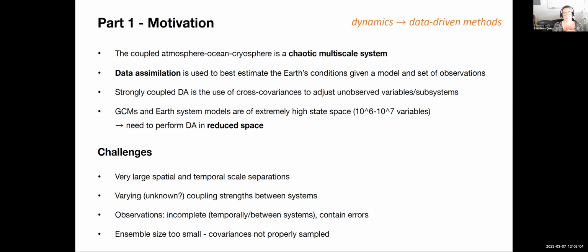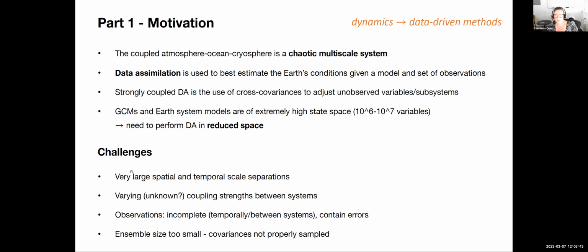And now the other big problem that we have, or what we know, is that the general circulation models and all your Earth system models are of extremely high state space, right? As I said earlier, 10 to the 6, 10 to the 7 variables. That might even be a low estimate nowadays. If you go to real fine scales, then it might be even more than that. So essentially we need to perform DA in a reduced space. There's no question about this. You can't just do full data assimilation in that full space of variables, right?